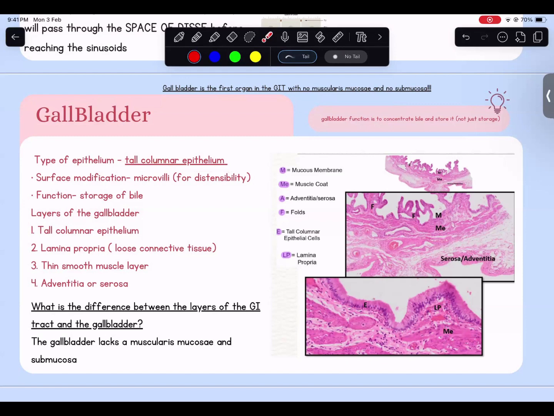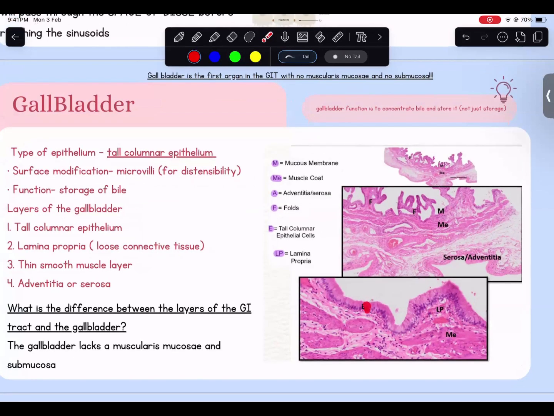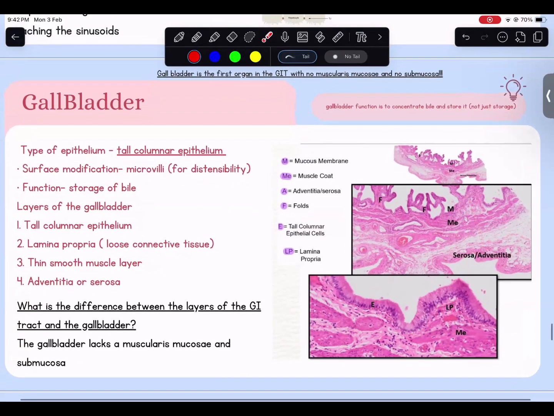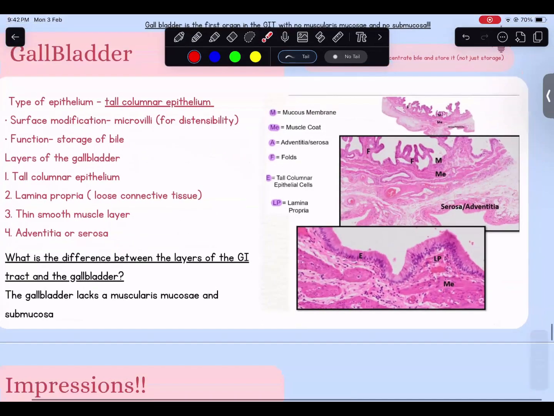So the layers of the gallbladder are the tall columnar epithelium, which you can see here, and then the lamina propria, which is the mucosa layer. Then you're going to have the smooth muscle layer, and then adventitia or serosa, because it doesn't have a submucosal layer. So this is shown as a zoomed out image, and this is a zoomed in. What's the difference between the layers of the GI tract and the gallbladder? We talked about it: there's no submucosa in the gallbladder, as well as no muscularis mucosa.